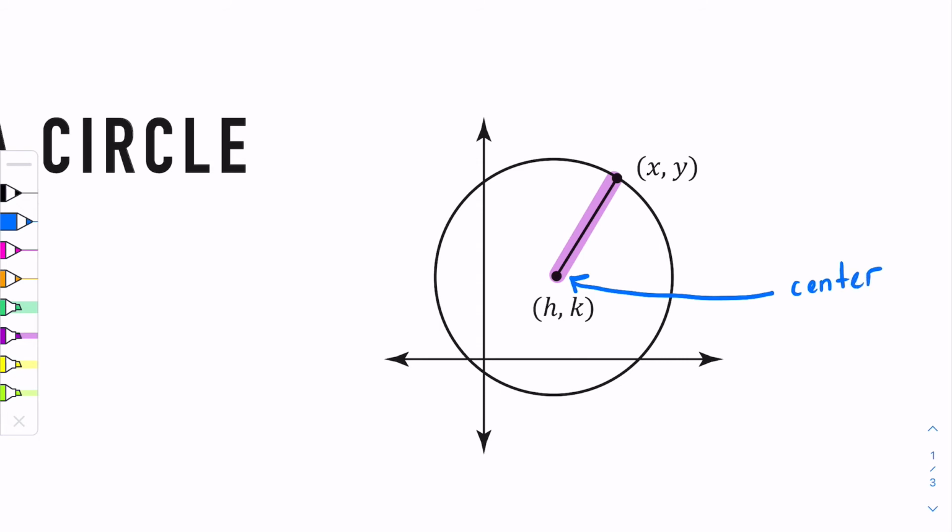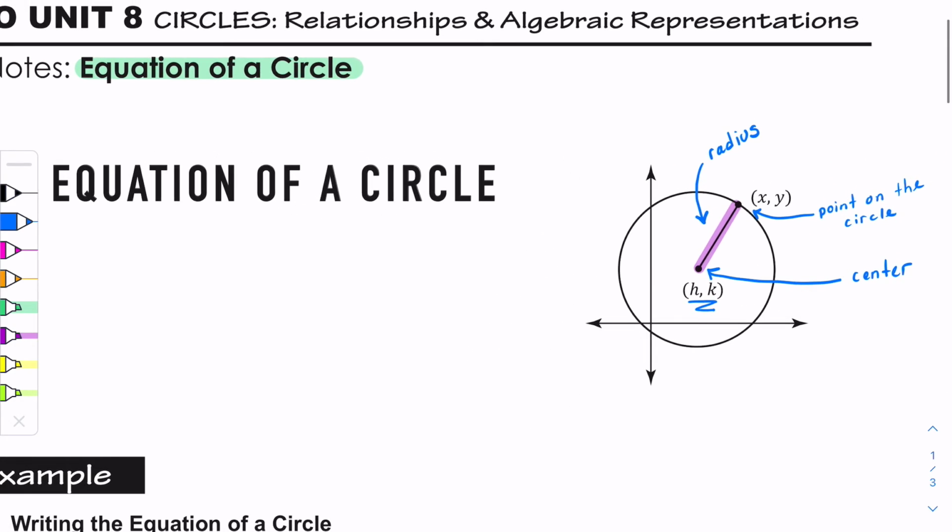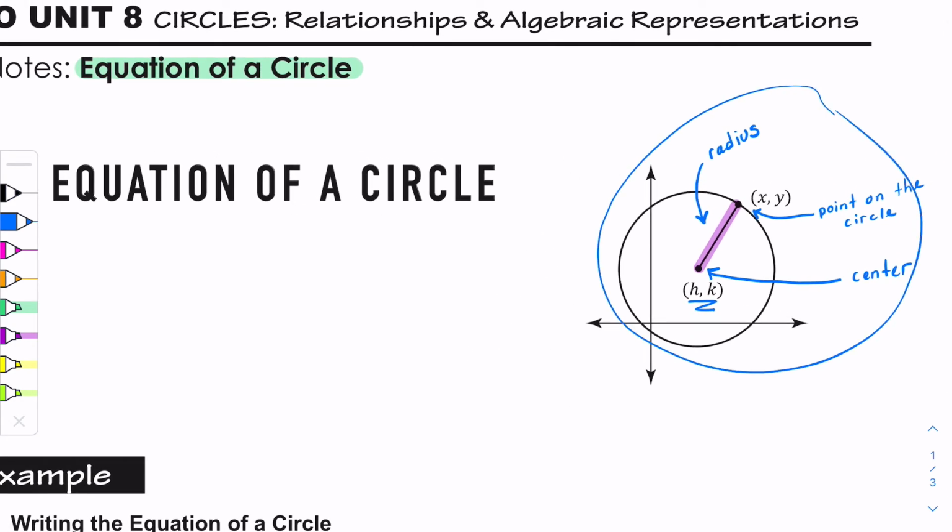And I'm abbreviating the center ordered pair with h comma k. So suppose that's at 2 comma 3. Your 2, or h, would be your 2 value, k would be your 3 value. This segment itself is called the radius. And this point right here is a point on the circle. So the equation of a circle is formed using this information.